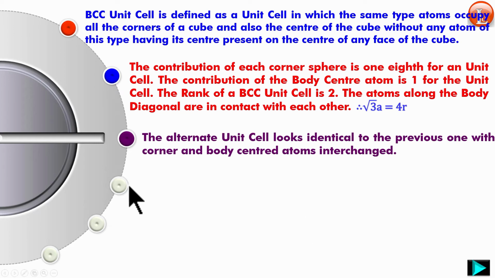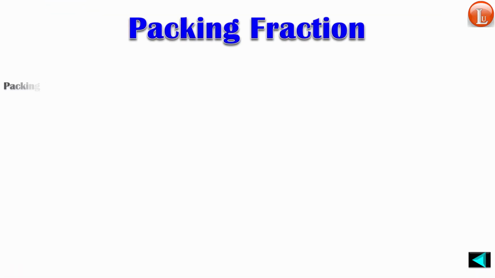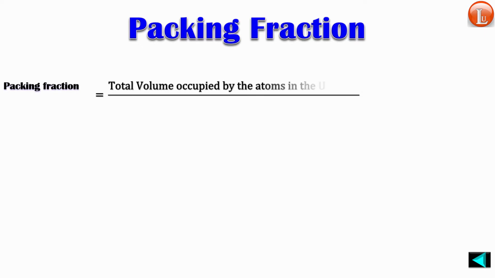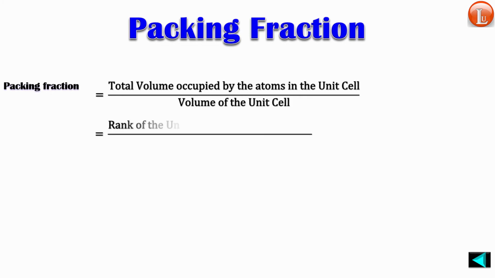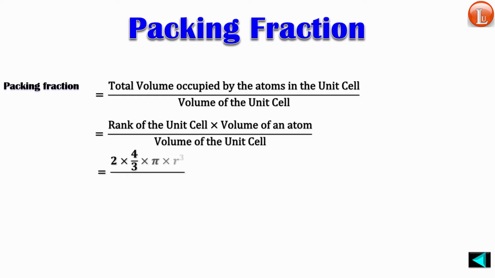So now let's look at the packing fraction. We know the rank is 2. So this is the basic definition. We're going to go through all the motions. Rank multiplied by volume of the sphere upon volume of unit cell. Rank is 2. Volume of the atom is 4 by 3 pi r cube. Now the volume of the unit cell is a cube, but you know root 3a is 4r. So a is 4r by root 3. So 4r by root 3 the whole cube. R cube gets cancelled.